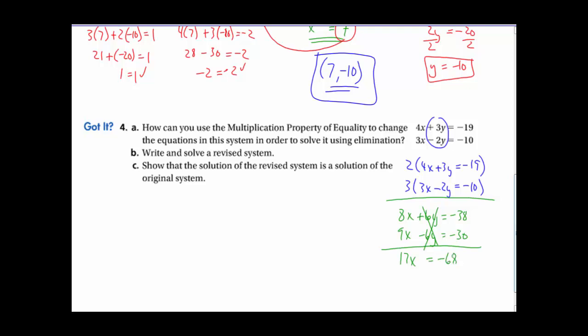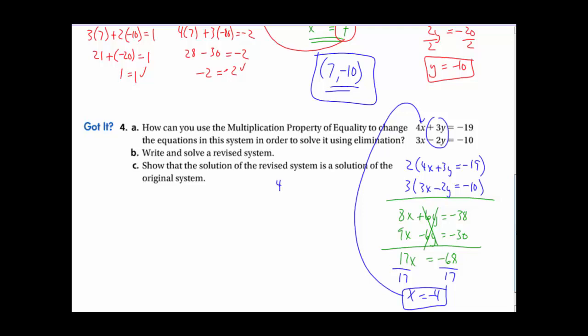Now we're going to have to divide by 17. Divide by 17, and you should get x is equal to negative 4. So we did B, right, and solved a revised system. We almost have it done, except we need to take this x and plug it in. Let's go back to the top original equation.